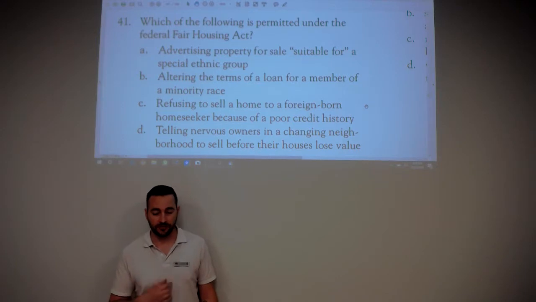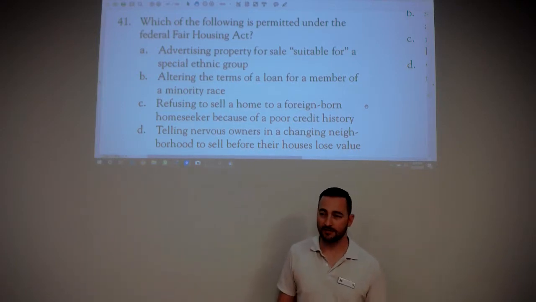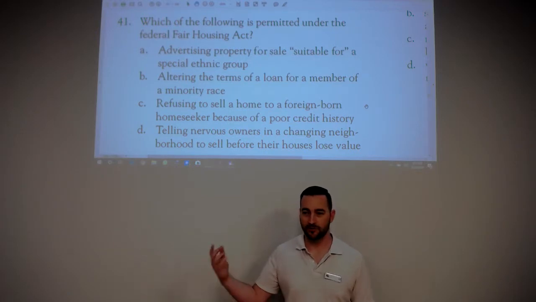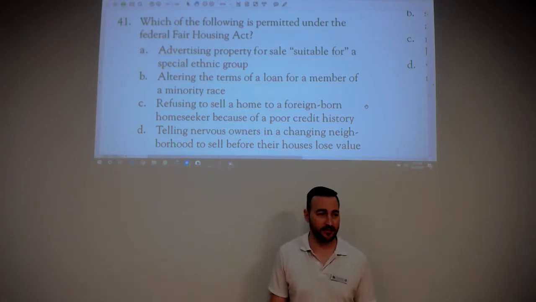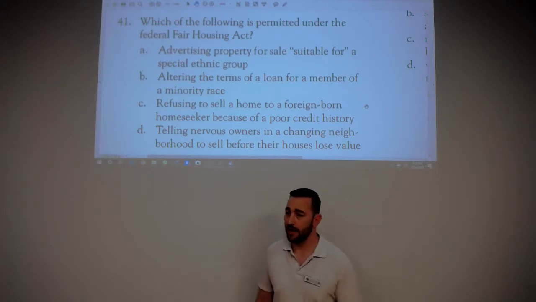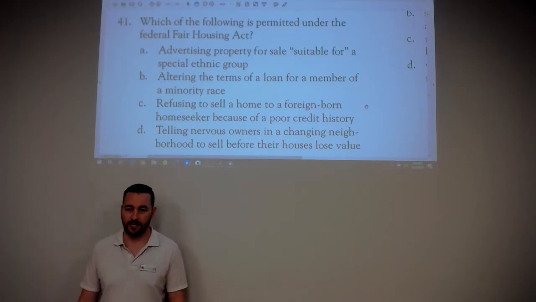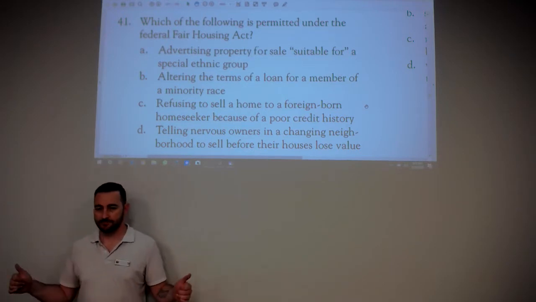C, refusing to sell a home to a foreign-born home seeker because of what? Poor credit. Can we discriminate based on credit? Yes. Can we discriminate based on income? Yes. If you don't have enough income to pay, or if you don't have good enough credit, yes, we can discriminate. Good? Awesome.